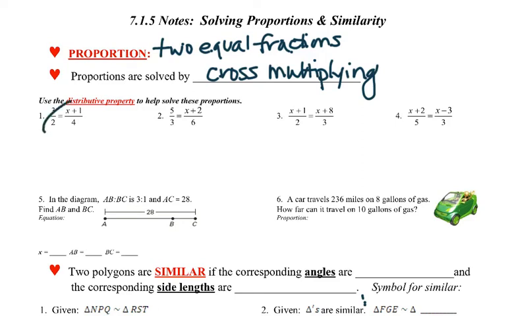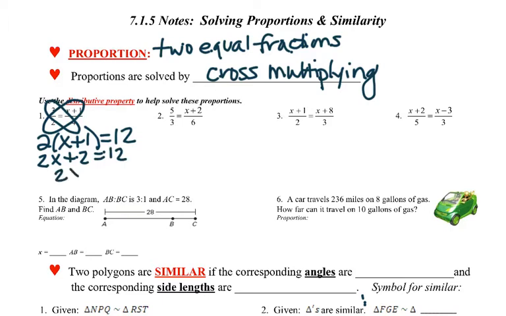It's still that same quote-unquote butterfly method, but now 2 times the quantity x plus 1 is equal to 12. So you got to distribute the 2. Rocco, you could say, oh, hang on. And then x equals 5.